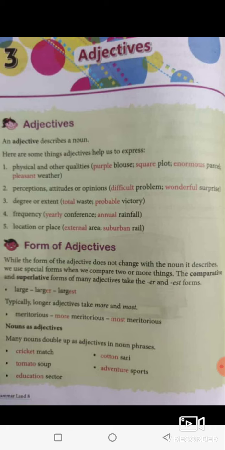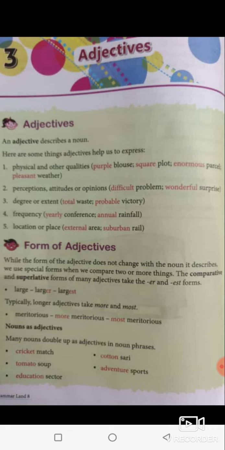Form of adjectives, next we are going to see. While the form of the adjective does not change with the noun it describes, we use special forms when we compare two or more things. The comparative or the superlative forms of many adjectives take the ER or EST forms. For example, large, larger, largest. Big, bigger, biggest.